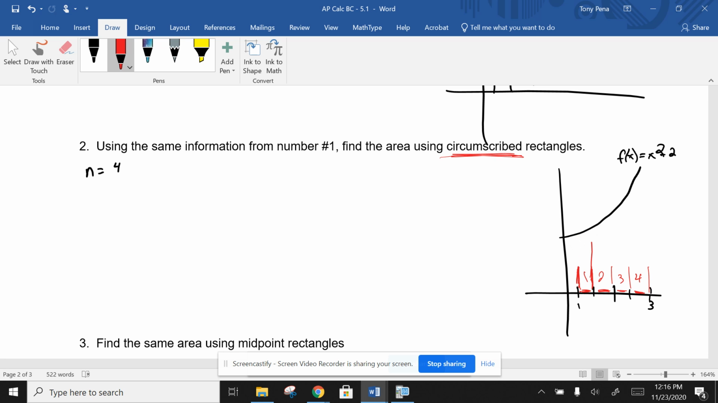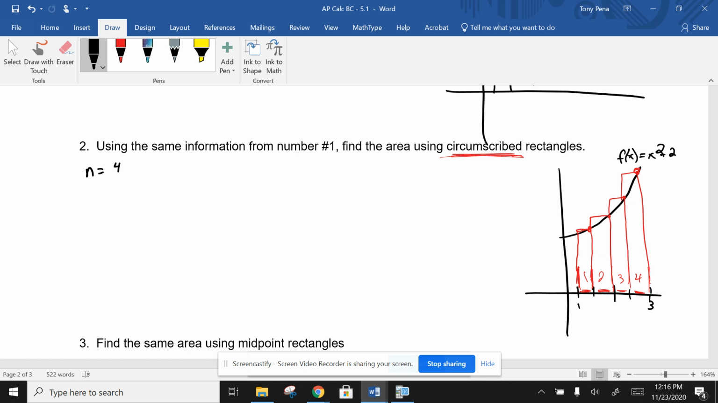But if we go up from the right, touch the curve, and then cover that base by going to the left, that gives us a rectangle and it would be considered circumscribed. So that's our process. If we follow that same pattern, up from the right, move left, then we should end up with our 4 rectangles, and they should all be circumscribed rectangles.